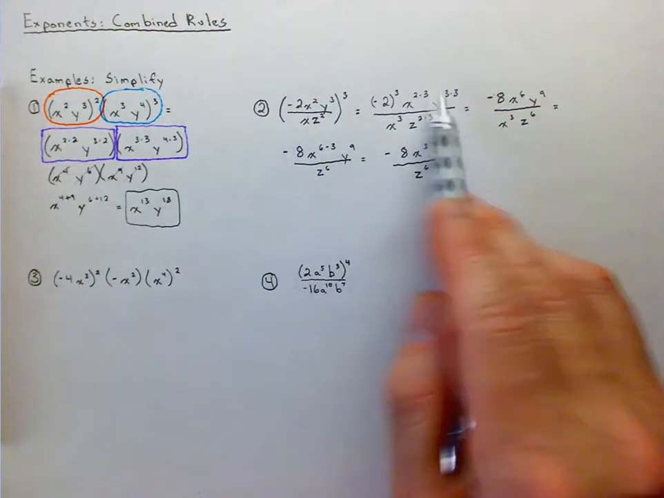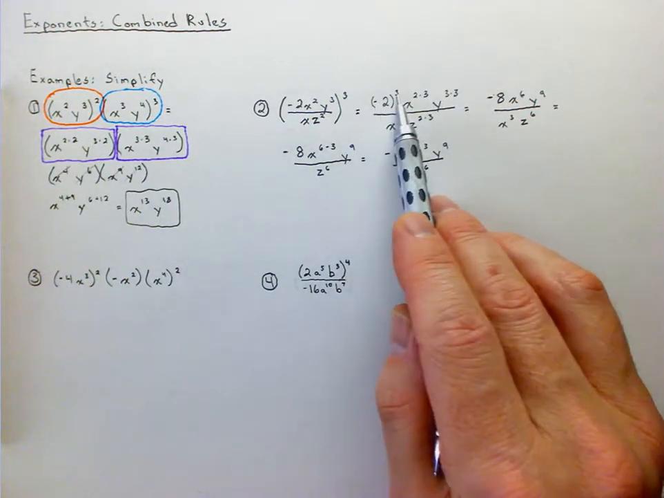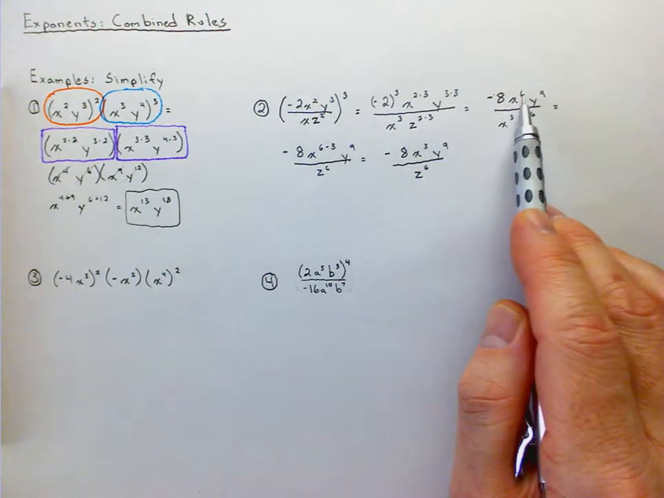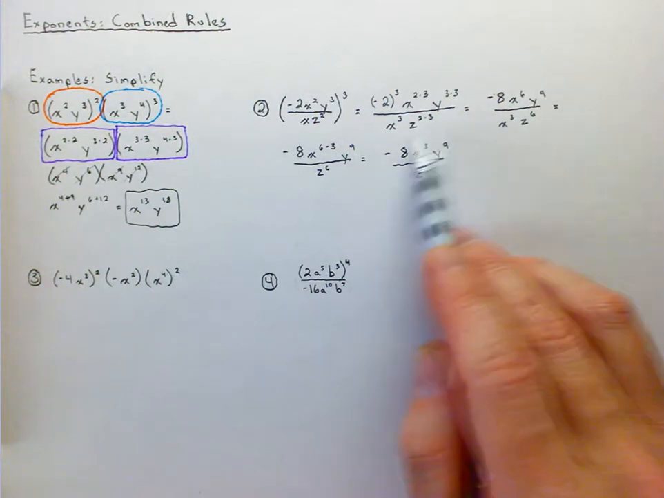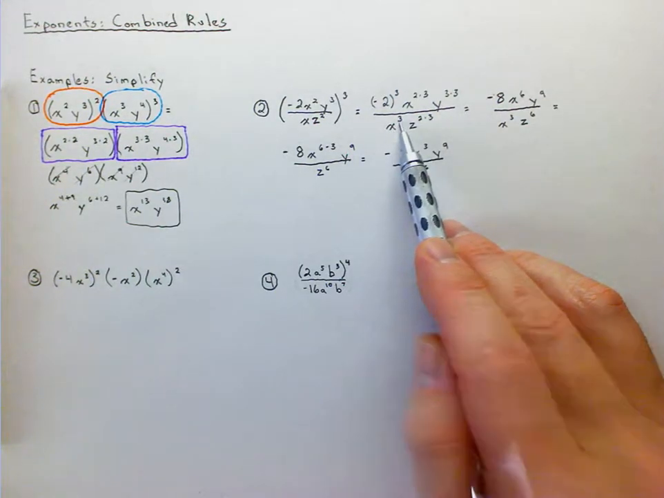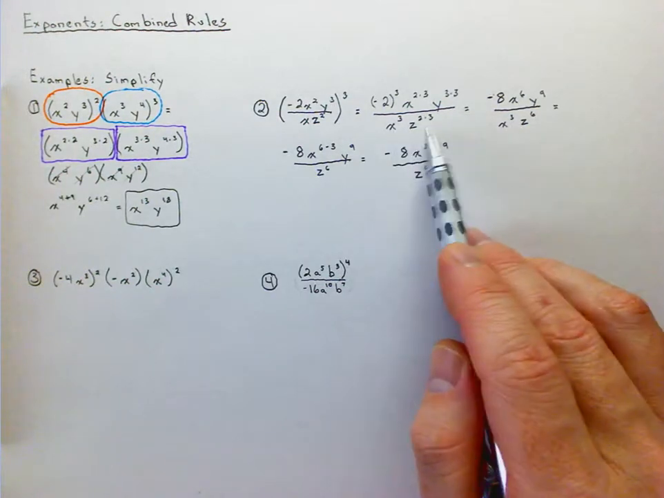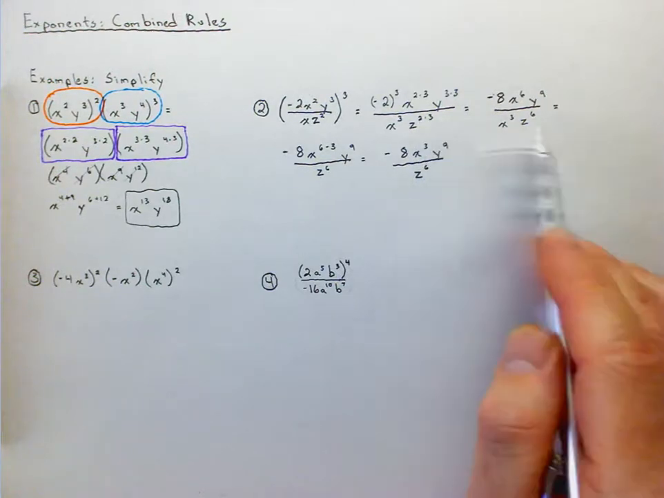And now I simplify everything in there that I can. Negative 2 cubed is a negative 8. x to the 2 times 3 is x to the 6th. y to the ninth. In the denominator, x to the third, and z to the 2 times 3, which is z to the 6th.